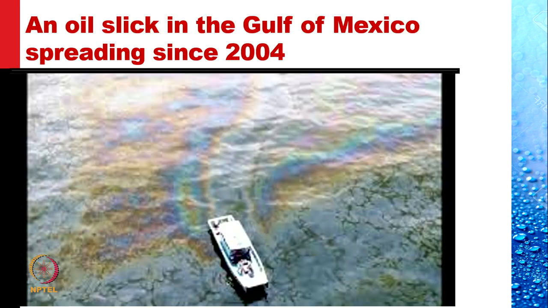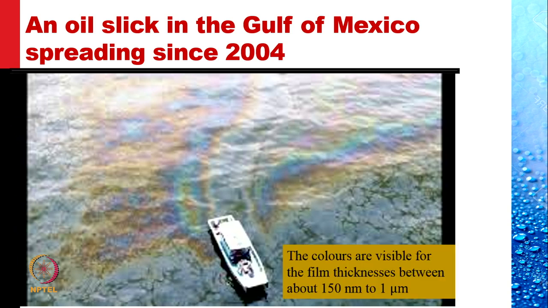This picture shows an oil slick in the Gulf of Mexico that has been spreading since 2004. You see the rainbow colors. The colors are visible only for film thicknesses between 150 nanometers and 1 micrometer. So this suggests that in the last 18 years, the film has spread so much that its thickness is now of the order of 1 micrometer or less.